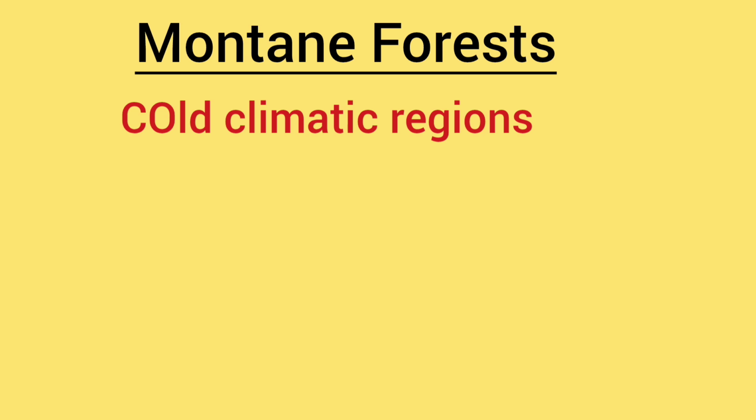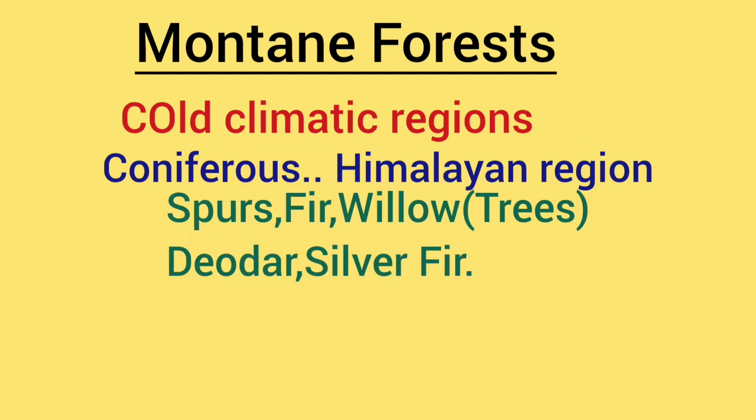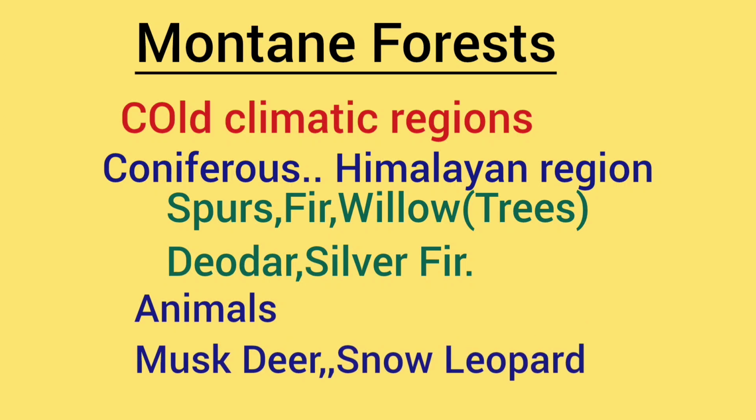Their leaves are long, pointed and cone shaped to drain off snow or rainwater from their leaves. Different kinds of coniferous forests are seen in the Himalayan region: spruce, fir, willow, deodar, silver fir grow in these forests. We see animals like musk deer and snow leopard in these forests.